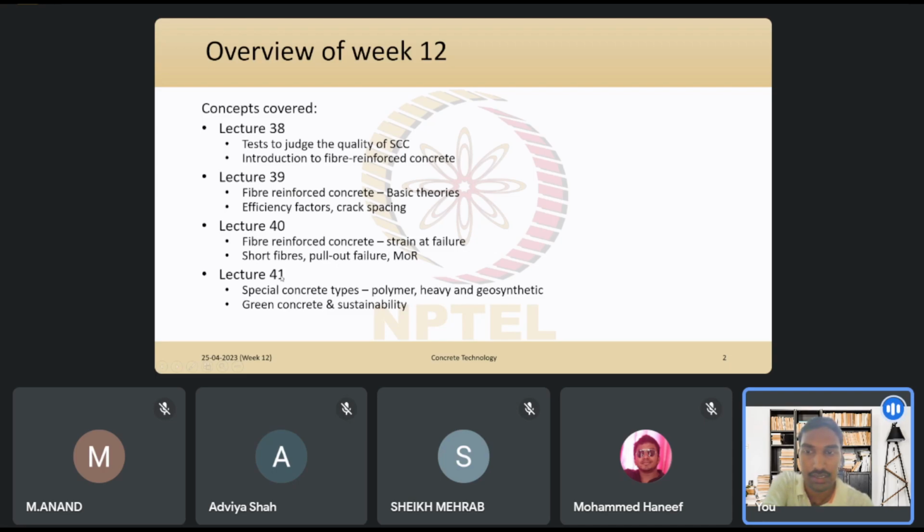And in the final lecture, we looked at some other special types, like polymer concrete, heavy concrete, and geosynthetic concrete. And then we finally concluded with the aspect of sustainability, specifically green concrete and what we can do to improve the sustainability of concrete. Okay, so with that overview, now we'll look at some questions related to these concepts.